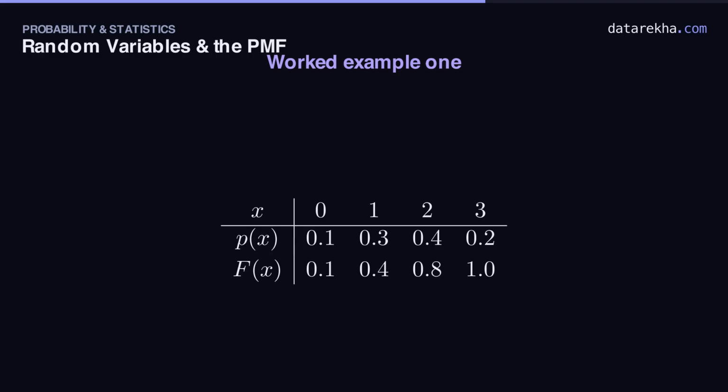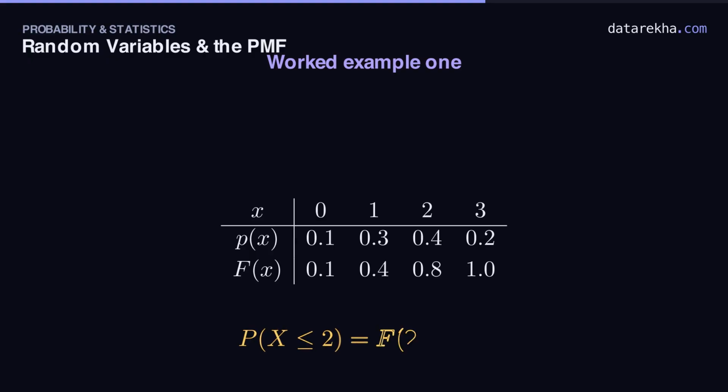F at 0 is just 0.1. F at 1 adds the next mass. 0.1 plus 0.3 is 0.4. F at 2 adds 0.4 more, reaching 0.8. And F at 3 adds the last 0.2, landing on 1 exactly.